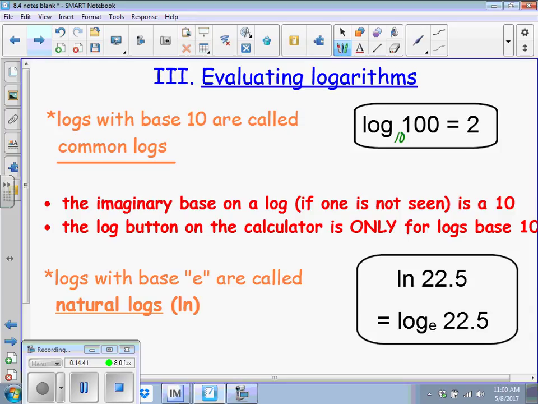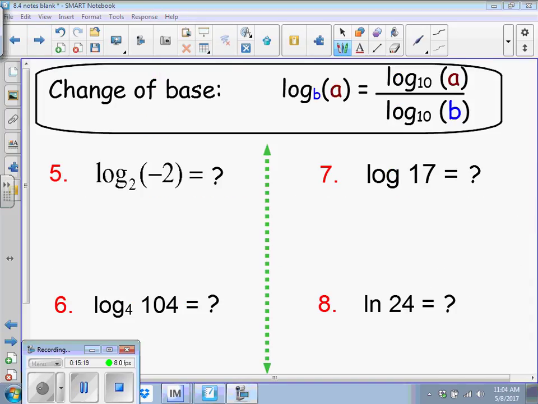The natural log, which is the ln button in your calculator, is a regular log base e. Remember, e is just a number. We talked about e last time. So if you see ln of some number, that's just log base e of that number. Ln just stands for natural log, which means base e. Your calculator has a log button, and it has an ln button. So you can only use that log button in your calculator if it's base 10. If it's base something else, I have to show you how to do that.